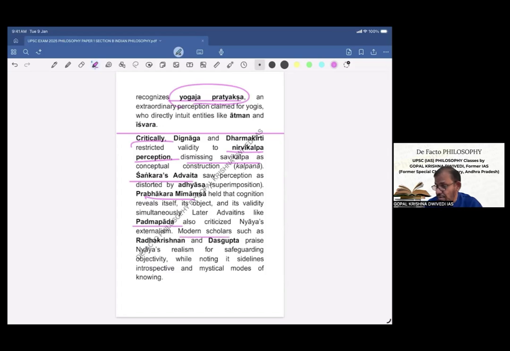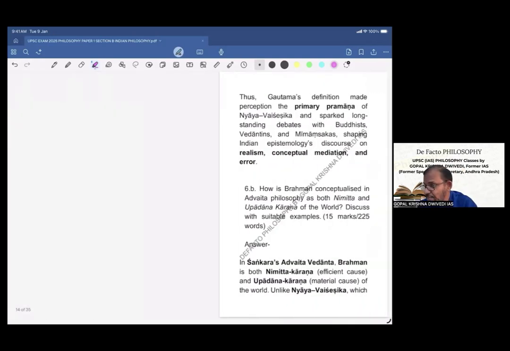So these are traditional Indian philosophers. Then modern philosophers we can also quote, because their evaluation is more balanced and more logical, or scientific. Modern scholars such as Radhakrishnan and Dasgupta praise Nyaya's realism for safeguarding objectivity, while noting that it sidelines introspective and mystical modes of knowing. So on the one hand, there are some positive points. On the other hand, there are some negative points also, which have been pointed out by modern philosophers. This can be mentioned here.